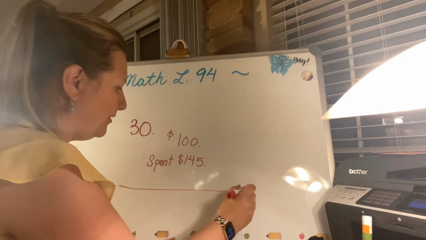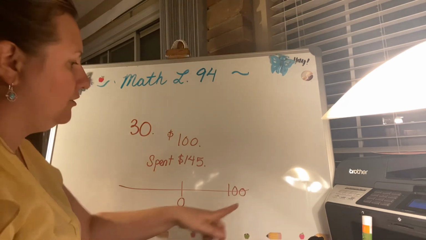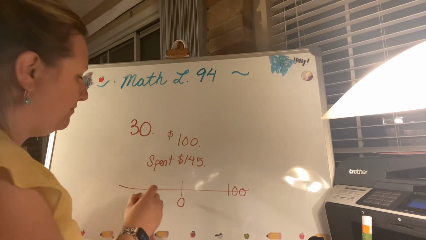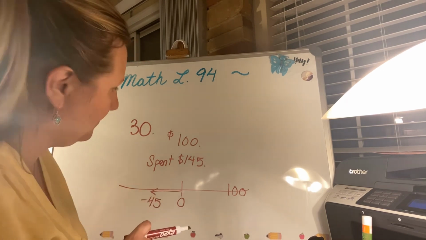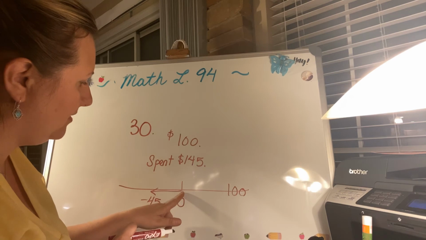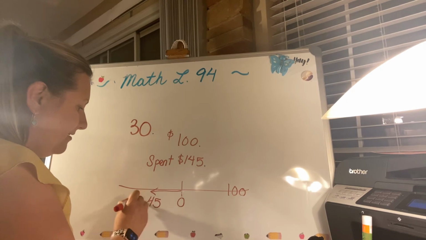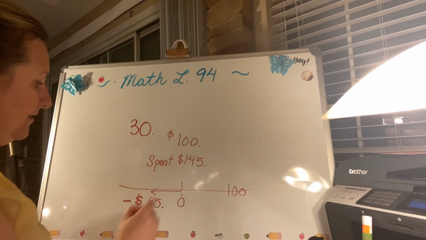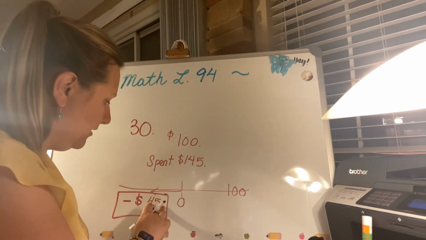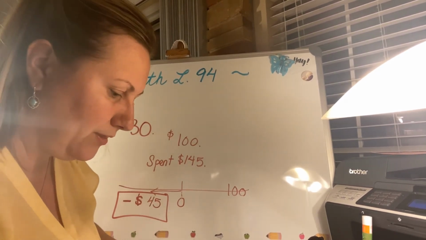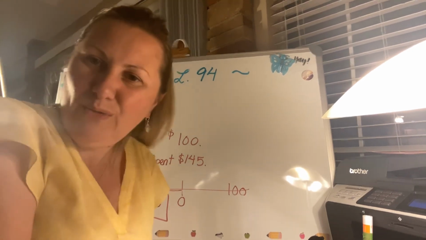That would be like on a number line. If here's 0, here's 100, right? She spent not just 100, but another 45. Right? 100 down to 0, and then another 45. So what does she have? She has negative $45. And this is your answer. Negative $45. We don't need a decimal point because we're not going to put the cents. So negative $45.